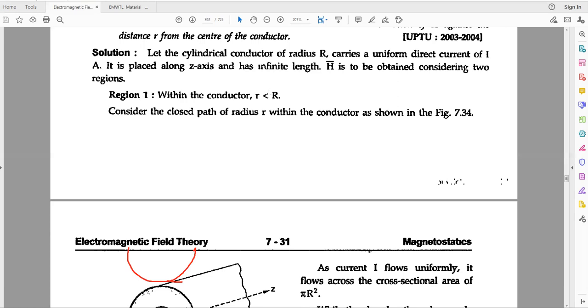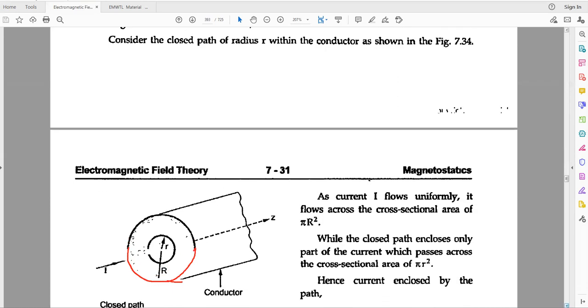One region is the first region, where small r is less than R, meaning inside the conductor. The current I flows uniformly along the z-axis, across the cross-sectional area pi R square, the total radius. The closed path encloses only the part of the current which passes across the cross-sectional area of pi r square.